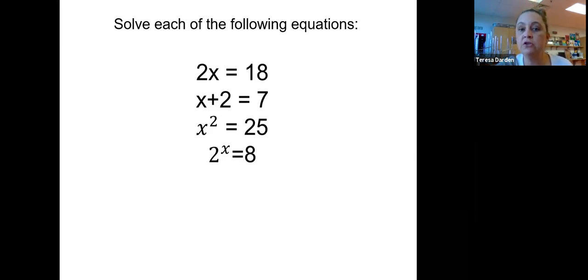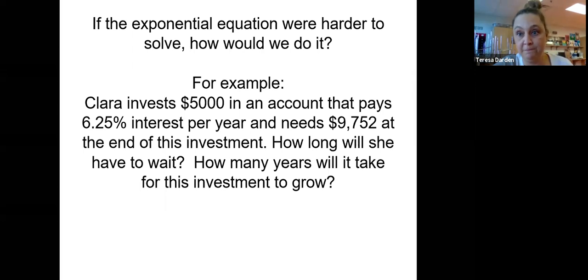How do I undo 2 raised to the x? So if I undo x squared with a radical, how do I undo an x power? You'd think that you would use an x root, but there is no such thing as an x root. But there is an inverse operation, and the inverse operation of an exponential function is a logarithm.